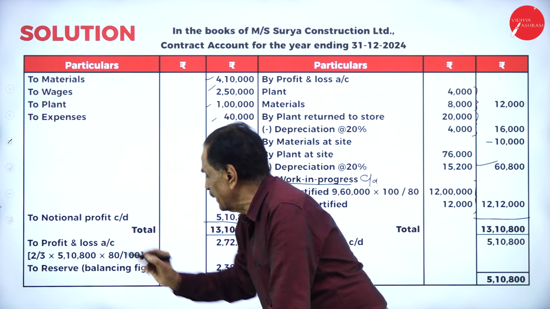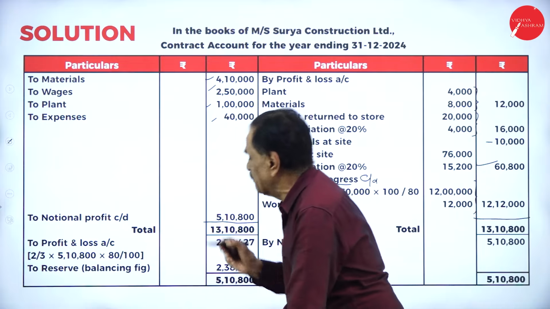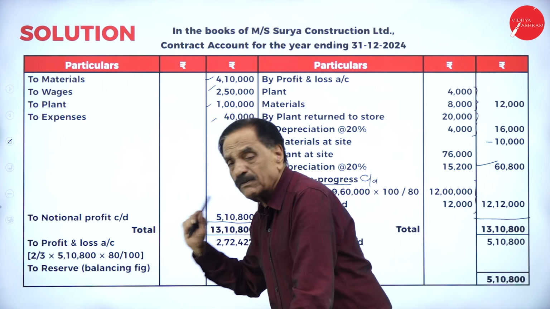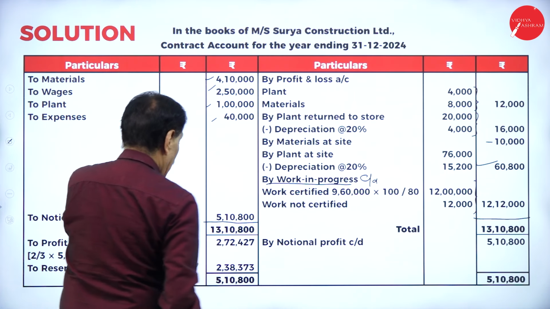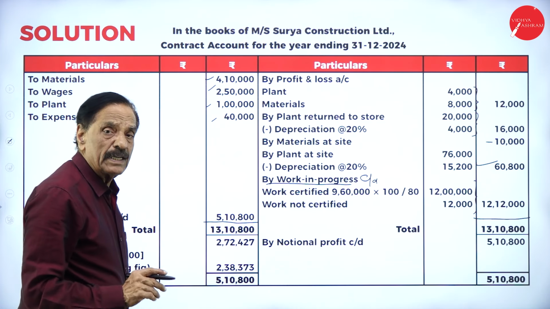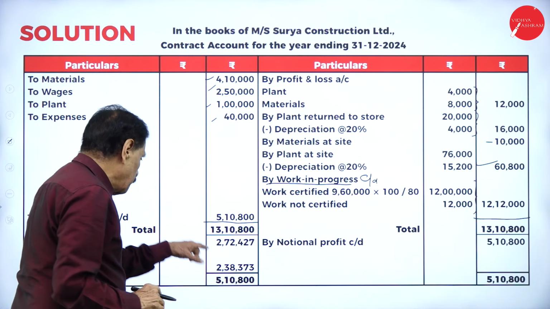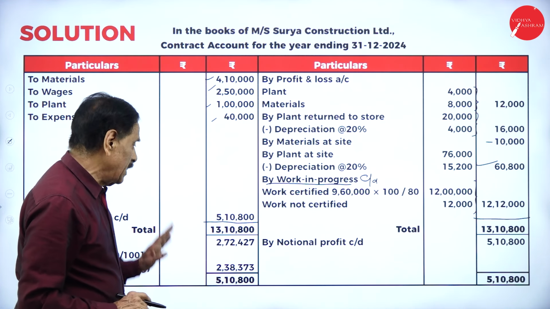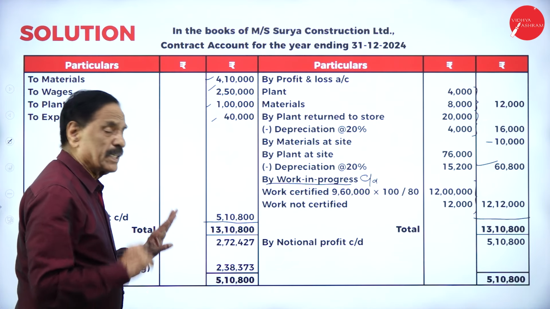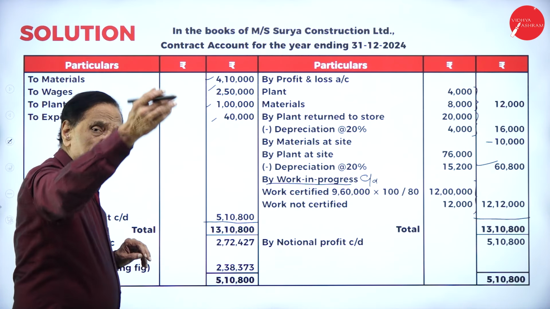5,10,800 into 2 by 3 into cash received divided by work certified. What's your cash received? 80% divided by 100. It works out to 2,72,427 as the profit. The leftover is called reserve. How much reserve is available? 2,38,373, which can be utilized in the company.